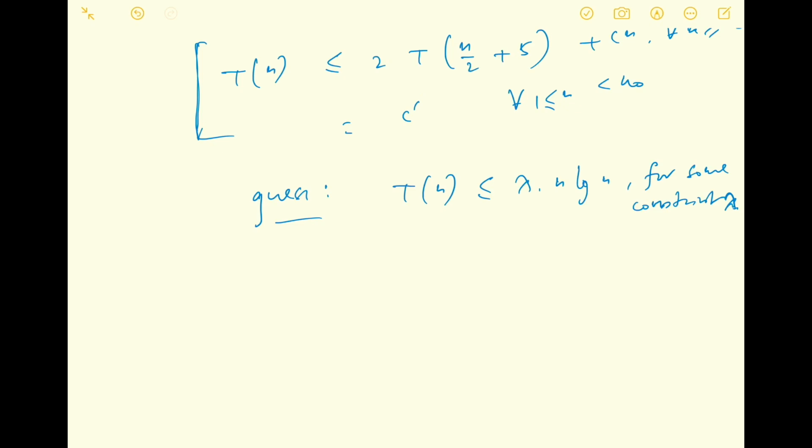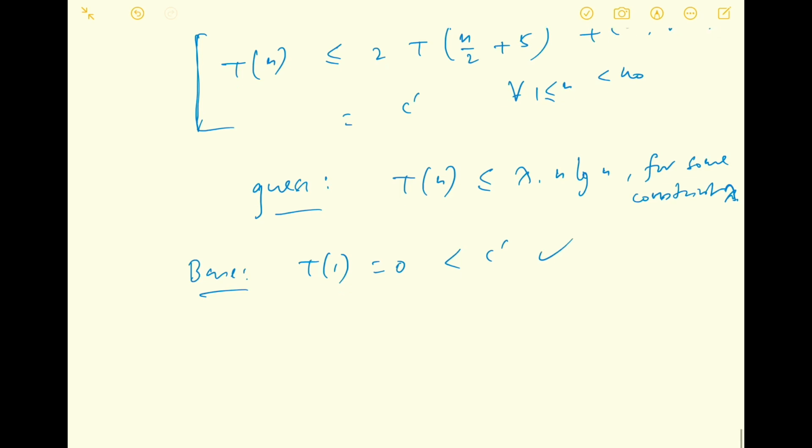We'll see what lambda to choose, or the calculation will tell us what lambda to choose. So we'll prove this by induction. Base case: T(1) is less than or equal to lambda times 1 log 1. Because log 1 is 0, T(1) is 0 and the base case is satisfied. This is less than C prime. So the base case is done. Now assume that the statement holds for 1 to n minus 1, and we will show it for n.